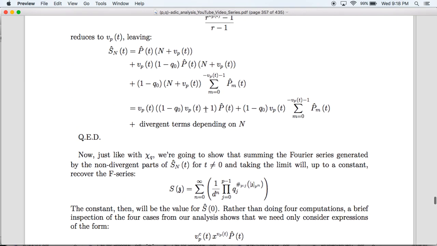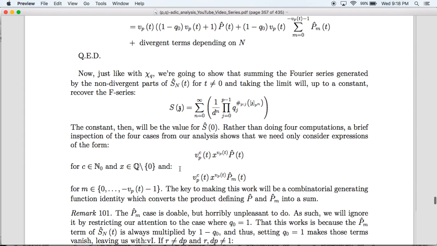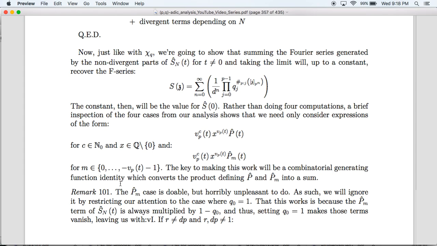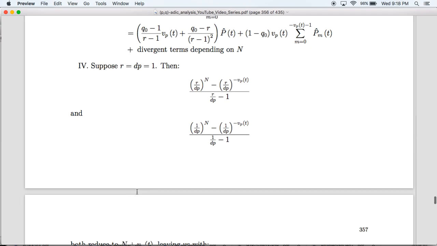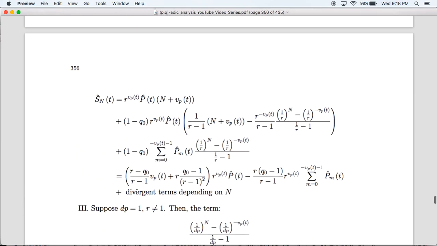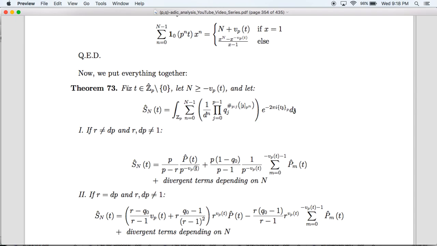An examination of these messy formulas shows that what we're going to need to do is consider terms of this form and this form, where c is a non-negative integer and x is a non-zero rational number. Now, the PM hat case is doable, but it's very, very unpleasant. As such, we're going to ignore it. And the reason why we can ignore it is, if we look back at all of these formulas, I just want you to notice something.